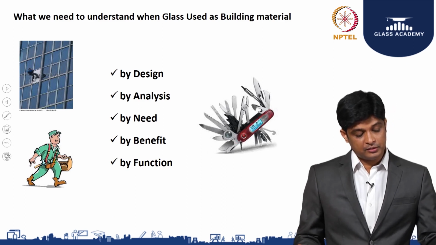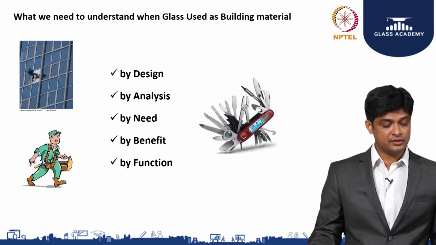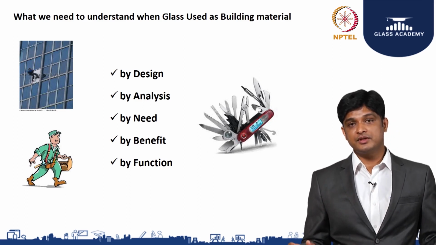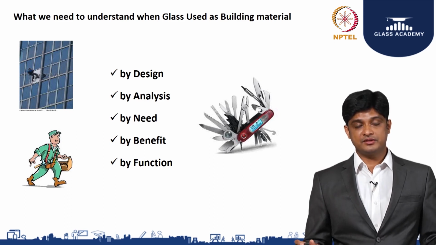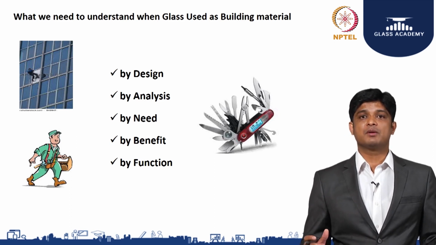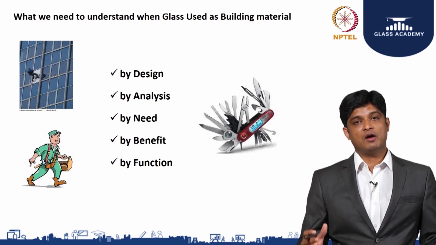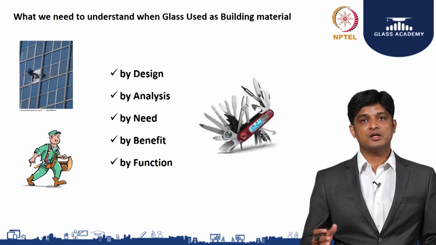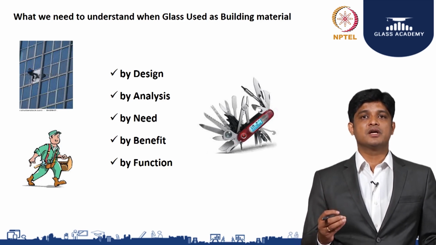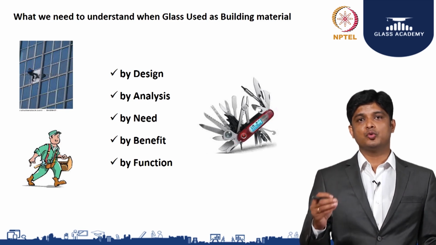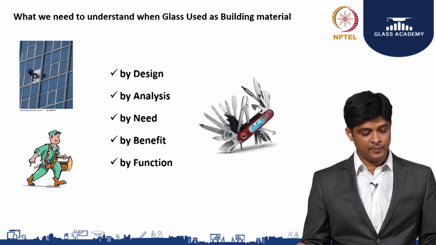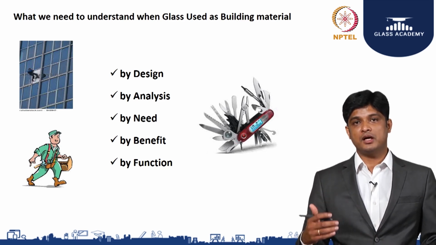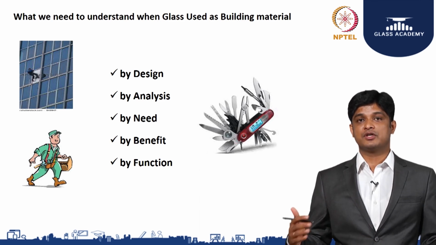So to recap what we have gone through in today's session: we need to understand how to use glass and how to understand glass. First, we need to understand glass by its design. Design in the sense of what the purpose is, where I am going to use it, and how I am going to use it. Then we need to do a simple analysis of the energy requirement and the light requirement, so that you will be very precise in calculating the solar factor, U value, or light transmission requirement of the glass. Then, what is the need, where I am going to use the glass, whether it is going to be an envelope material, or a partition, or any other functionality.